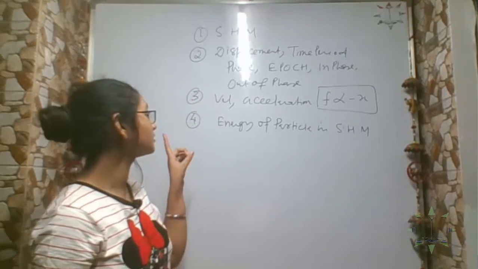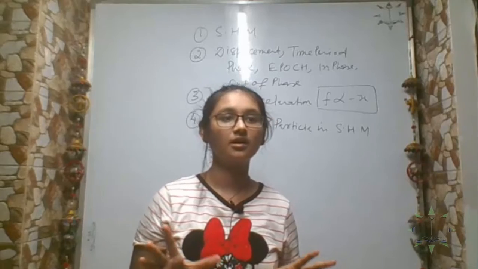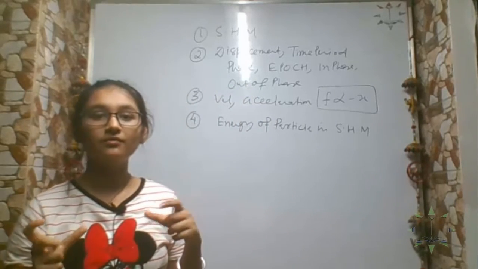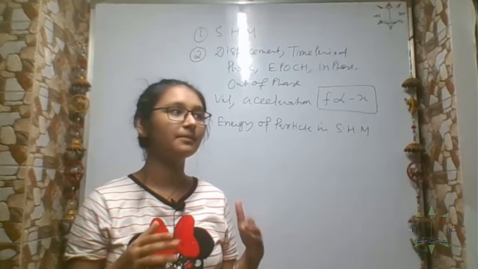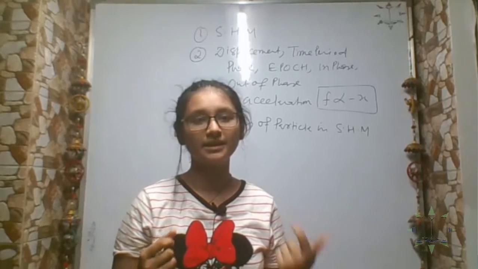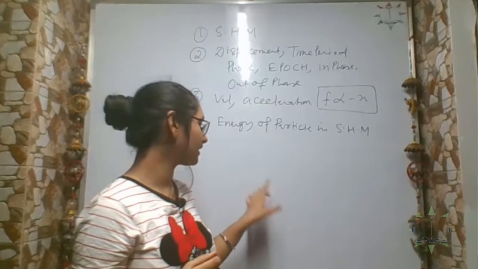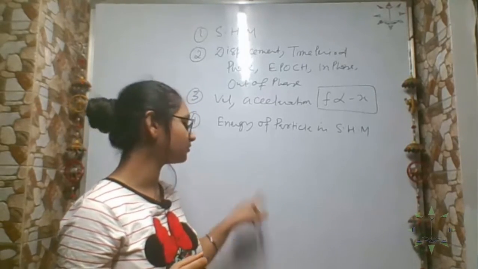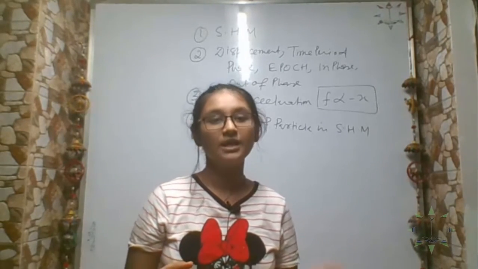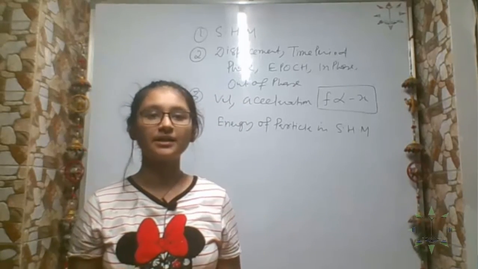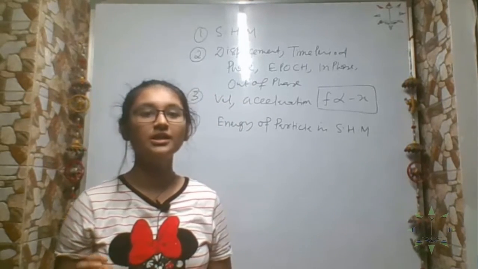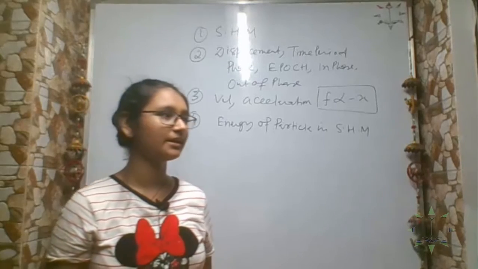Next, we understood phase. Phase is when the time will be given and we will be told to find where the particle is. For example, it will be said that at 22 seconds of time, where will the particle be? We know that in 20 seconds that particle will complete one to and fro motion, so at 22 seconds we can determine its position.